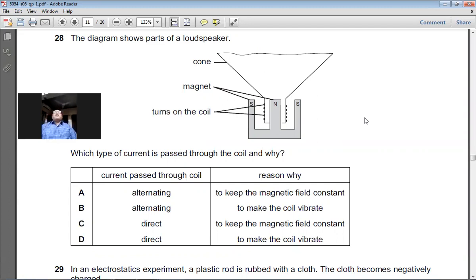It says which type of current is passed through the coil and why. The current which we supply to the speaker is the alternating current. So sometimes it pushes the cone outward, and sometimes the cone is pushed backward.